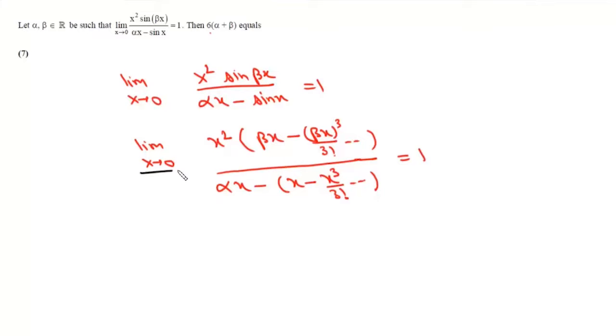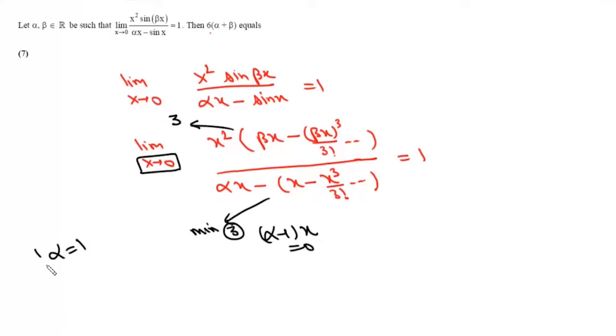Now since this limit is x tends to 0 and the minimum power of x in the numerator is 3, this limit will have a finite non-zero answer if the minimum power in the denominator is also 3. That means this (alpha minus 1) into x term should not be there in the denominator. So clearly it should be 0. So from here we can find the value of alpha is 1. Now if we put alpha as 1, then the minimum power in the numerator is 3 and the minimum power in the denominator is also 3. So the answer to this limit is the coefficient of x cube in the numerator upon the coefficient of x cube in the denominator.